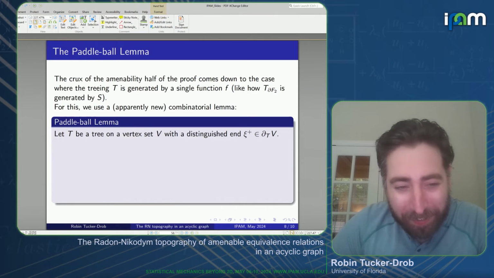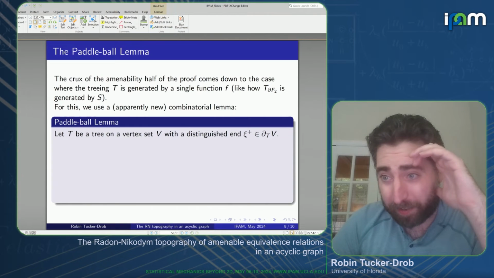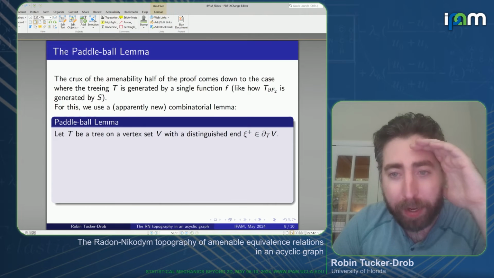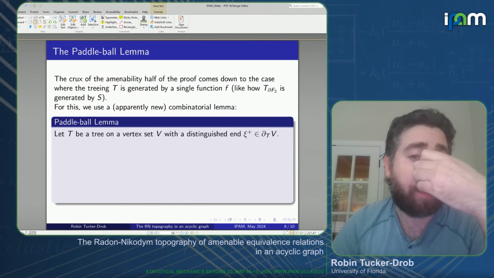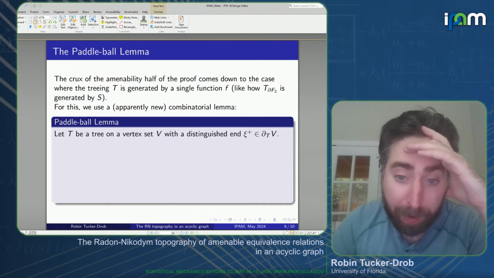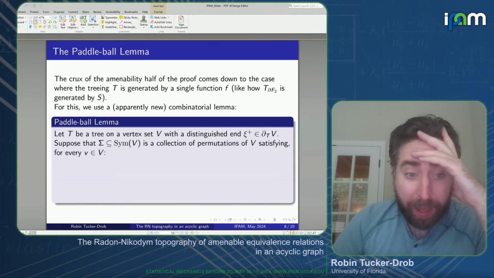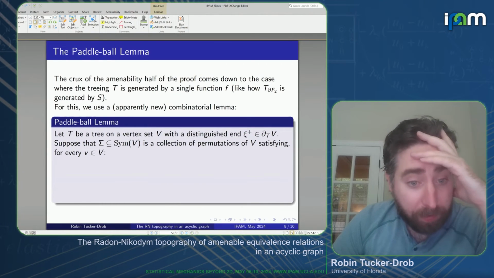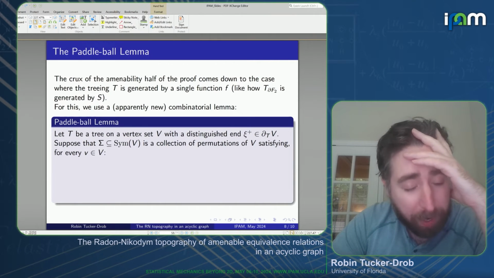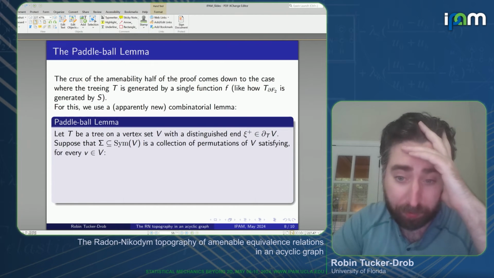So the paddleball lemma says the following. Let T be a tree on a vertex set V with a distinguished end, like c plus. The way we're going to apply it is when the distinguished end is this forward end coming from the function f, applying powers of the function f. And suppose that now we have a collection sigma of permutations of V. I'm not assuming they're tree automorphisms or anything. They're just permutations. They do satisfy the following two properties, though.